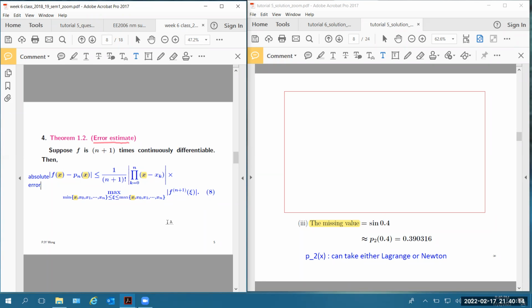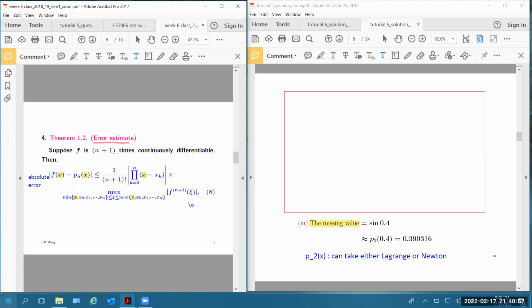Now this thing looks long, right? But actually it's just the maximum of the n plus 1 derivative of f at xi. This thing is called xi. Let me spell it for you. That's the symbol; when I type, this is the command that I use. This xi is between the minimum of x and all the xi, and the maximum of x and all the xi. So this is the upper estimate for the absolute error.